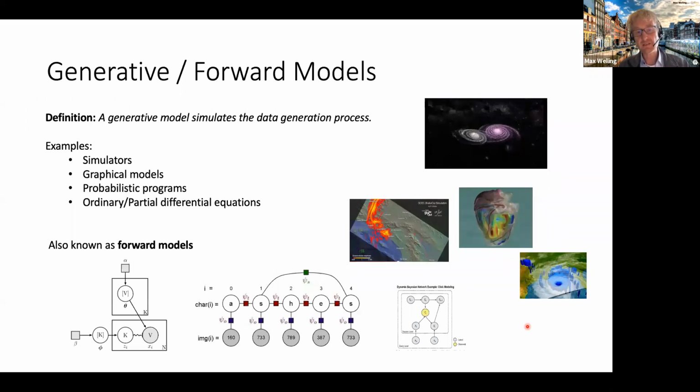Of course, causality is a heavily researched topic, but slightly more general, maybe we can look at generative models, or in science often called forward models. A generative model is a model that simulates the data generation process. And this nice simulation here about two galaxies which are colliding is, I think, a beautiful example of it.